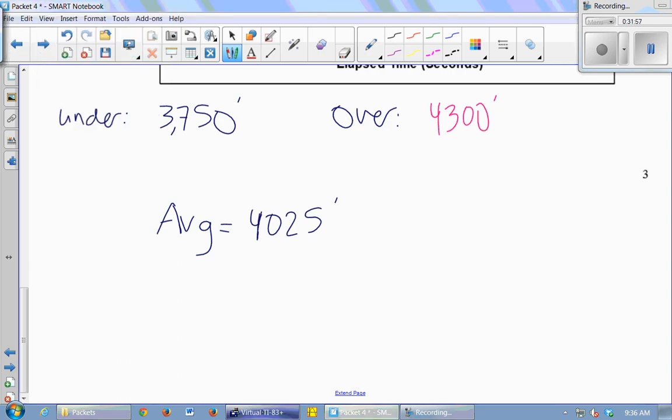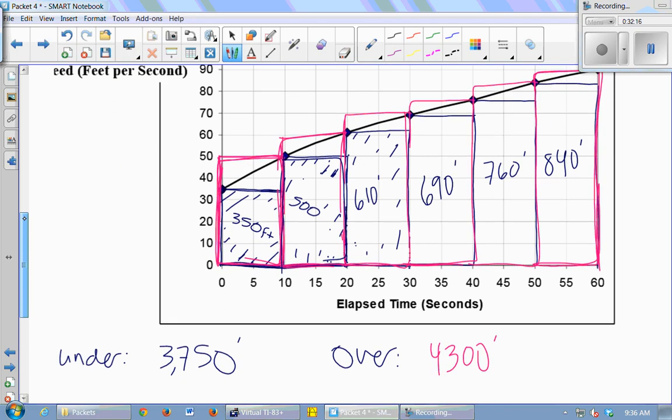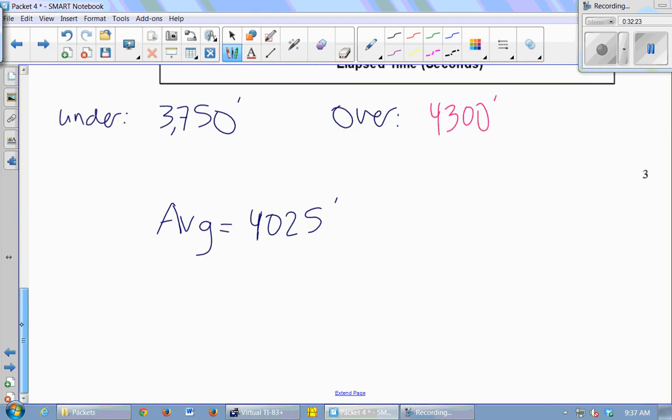It's not always a good idea to average them. If the function wasn't always increasing, the left endpoints and the right endpoints won't always be underestimates or always be overestimates. We'll see some examples where that happens. A better way, if you want a more accurate estimate, would be to take smaller rectangles, use smaller time intervals.